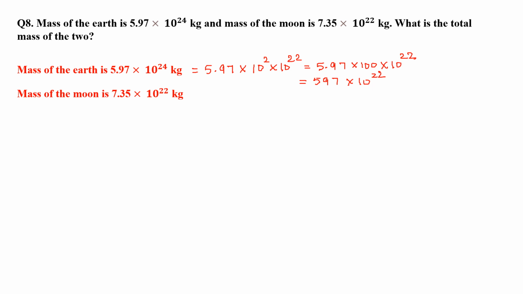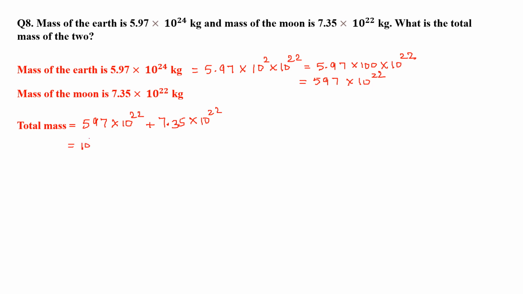Now my power of 10 became the same, isn't it? If you see here also 10 to the power 22, here also. Now I can add it. So the total mass will be 597 into 10 to the power 22 plus 7.35 into 10 to the power 22. And from here, you can see that 10 to the power 22 is here also and here also, you can take it common, isn't it? So if you take this as common, then what will it become?